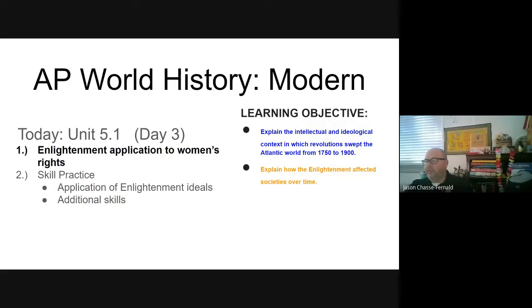Today we're going to begin our third day looking at Unit 5.1, the Enlightenment, and we're going to be focusing on application to women's rights. So once again, our learning objective is to explain the intellectual and ideological context of the revolutions, and of course, this one is more catered towards the second learning objective, looking at how the Enlightenment affected societies over time, and see if we can get some application for the Enlightenment ideals in the case of women's rights.